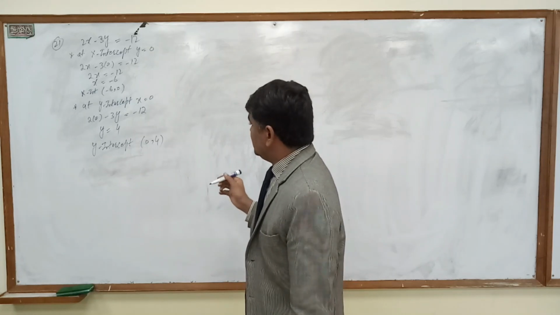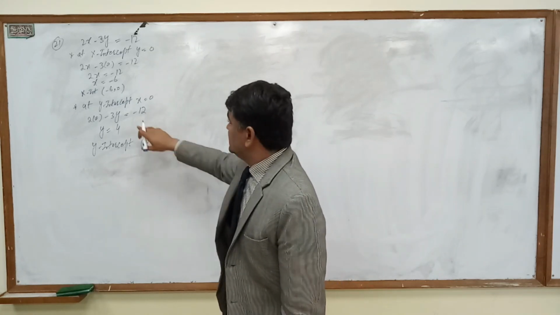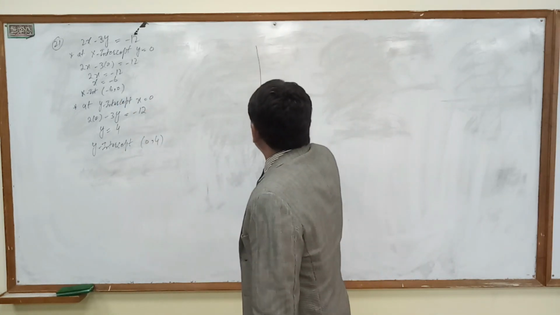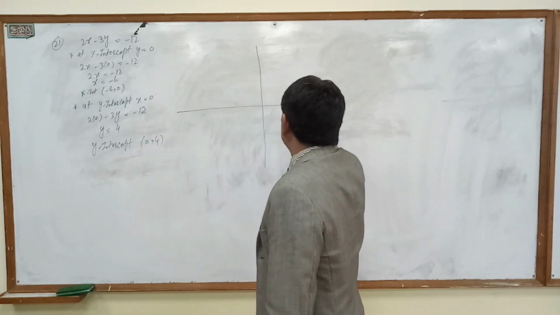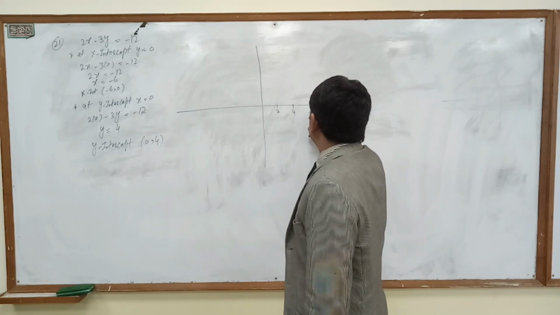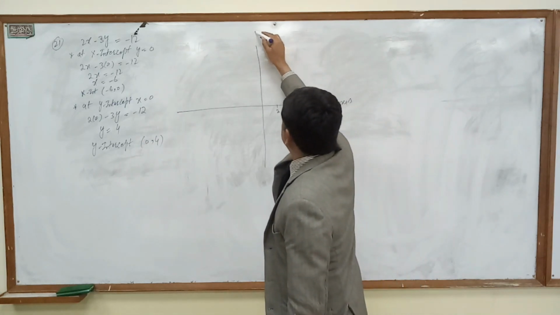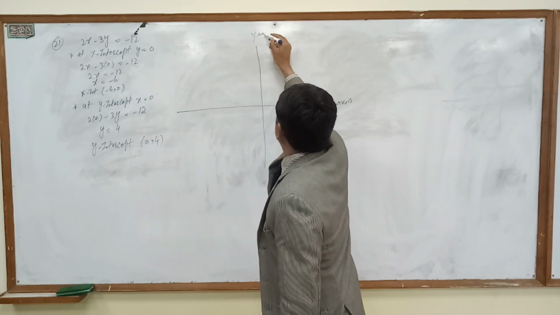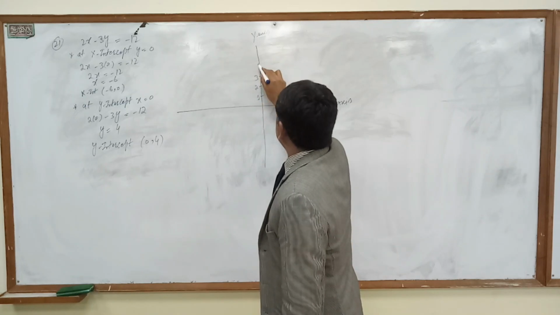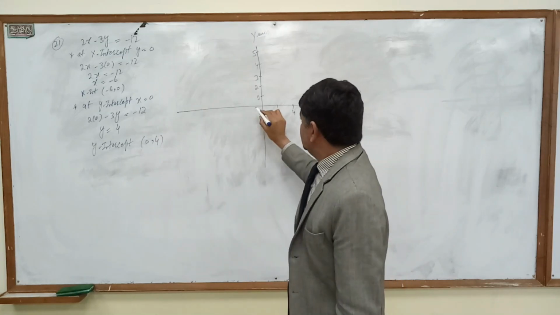Now we can draw the graph. Here the maximum value is 4 and the minimum value is minus 6. So we can draw the graph. Here is 2, here is 4, here is 6. It's the x-axis, and this is the y-axis. Here is 1, suppose, here is 2, here is 3, here is 4, here is 5. Clear, students?